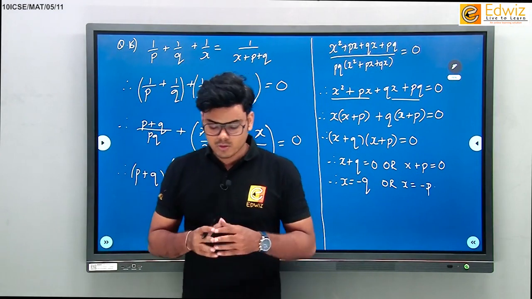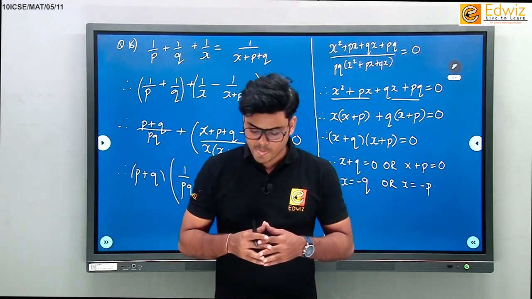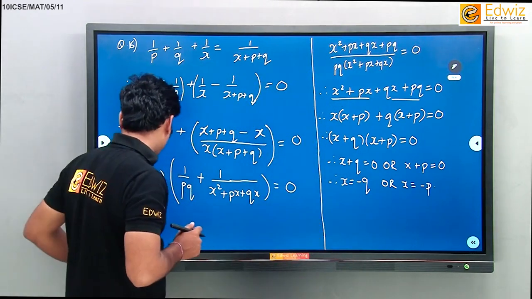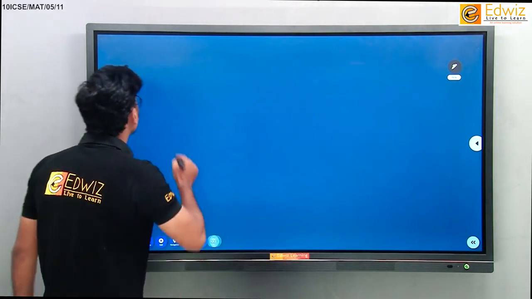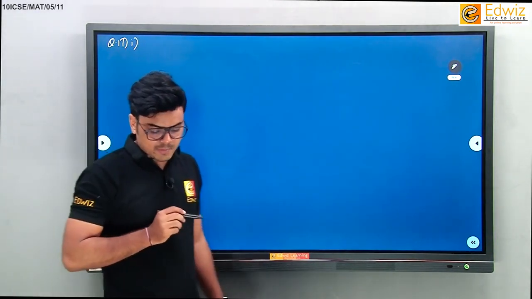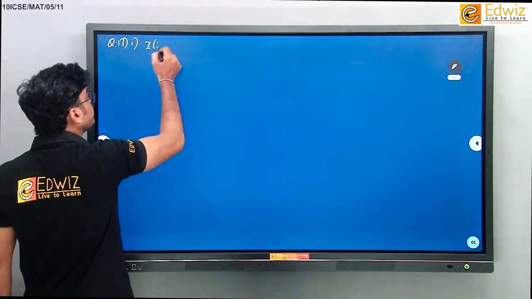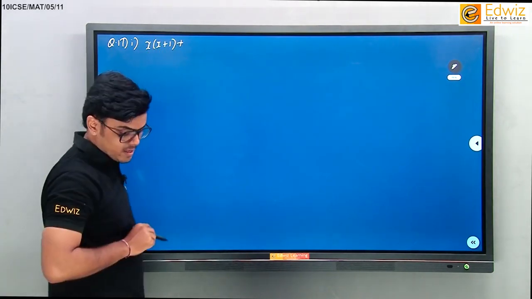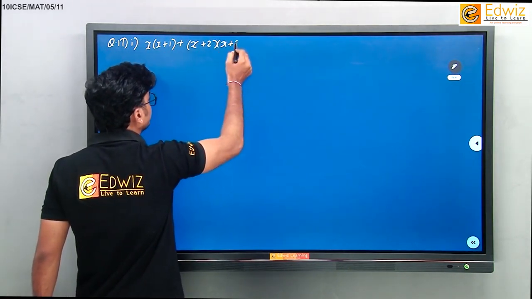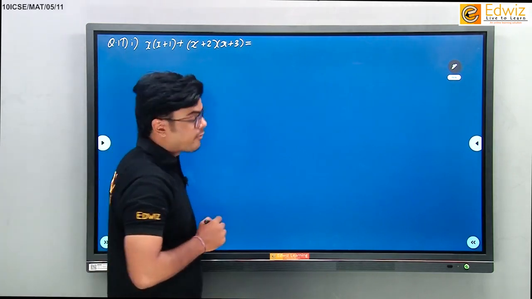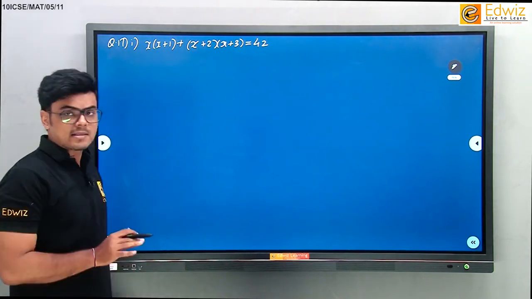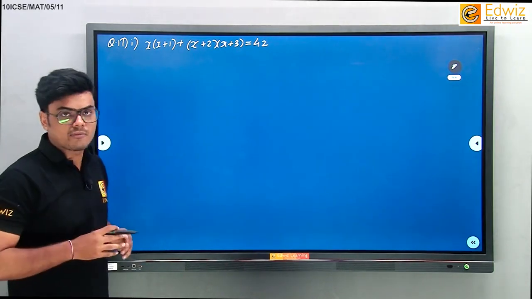Okay students, now next is question number 17. Again there are a couple of equations that we need to solve. Let's solve them. Question number 17 on the next page. The first equation that we need to solve, x multiplied by x plus 1 plus x plus 2 multiplied by x plus 3 equal to 42. Okay, very simple. Just open all the brackets, try to bring this equation to its standard form and solve.